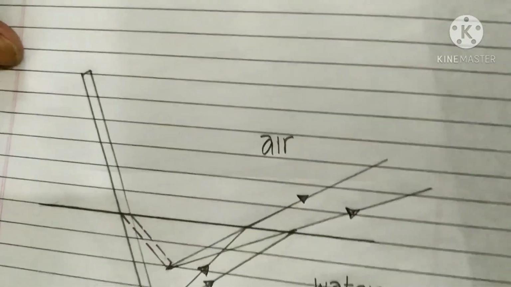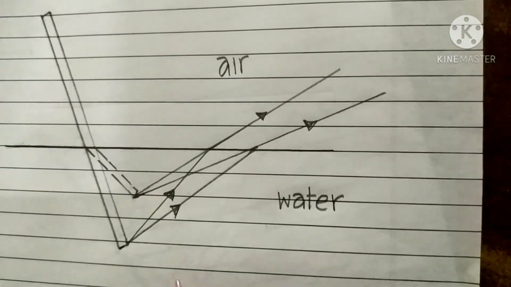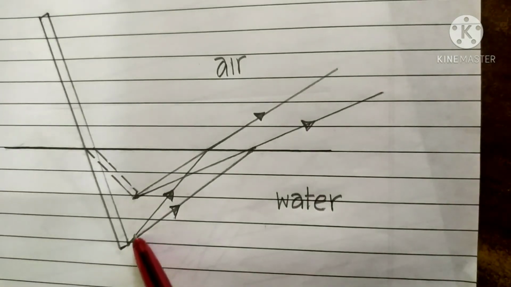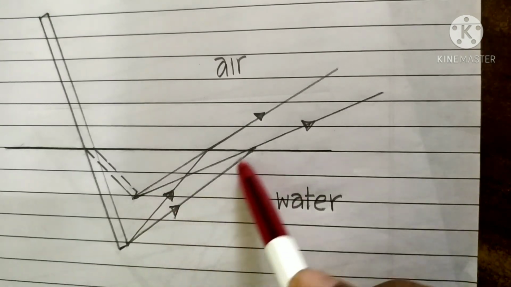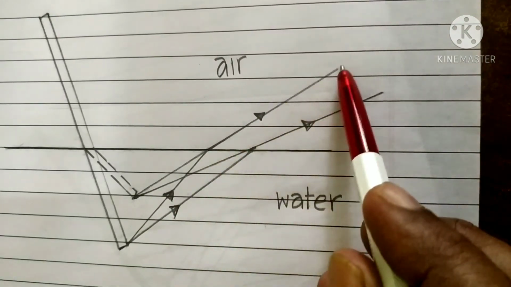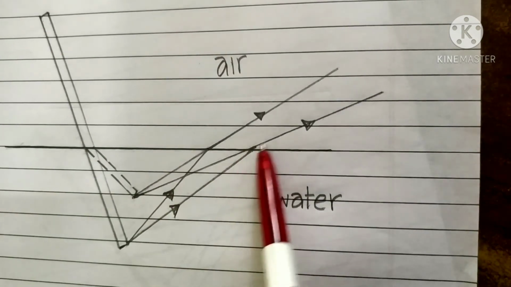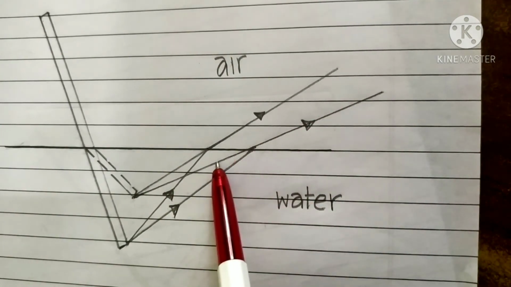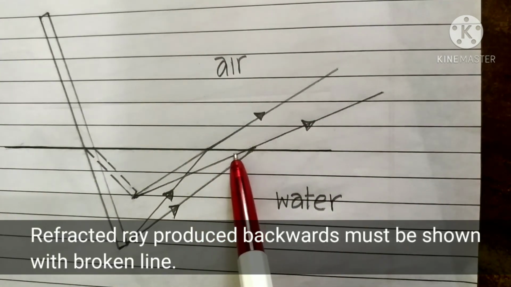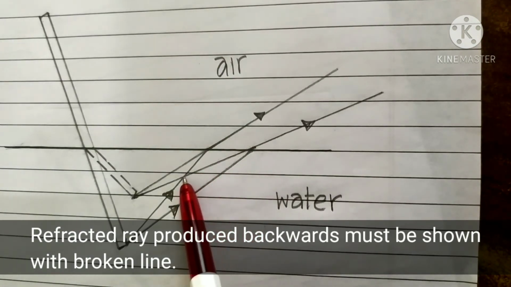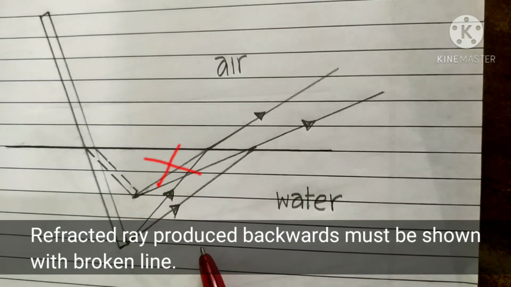What about this? Here, two oblique rays have been taken, they are refracted. This refracted ray is produced backward, no rays are there, so you must show it with a broken line. So one mark may be deducted.